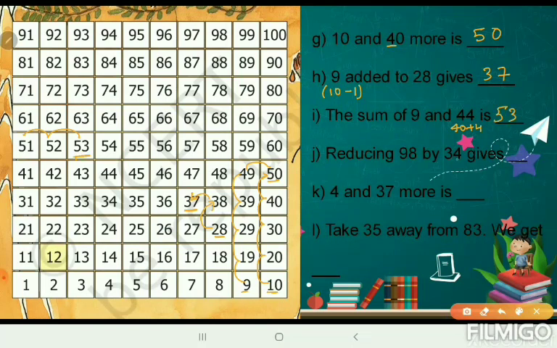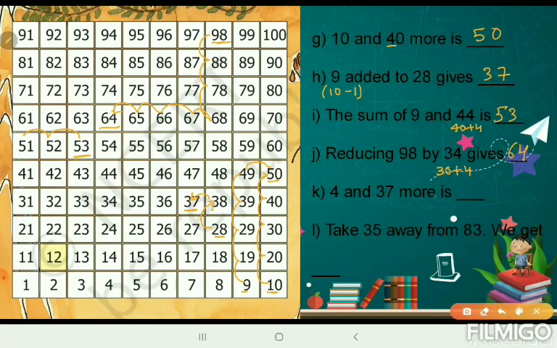Reducing 98 by 34 gives. So from 98 we are reducing 34. 34 can be written as 30 plus 4. So we are going to reduce 30 and 4 from 98. So 98 is here. Reducing 30 means go down 3 steps. 1, 2, 3. I reached here and then 4 more backward. 1, 2, 3, 4. So answer is 64.